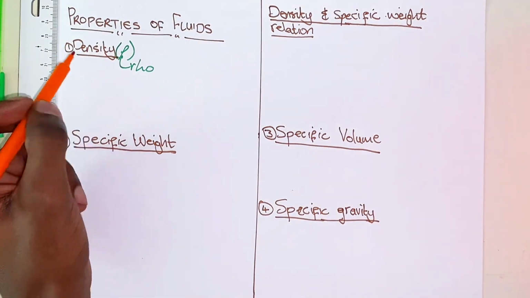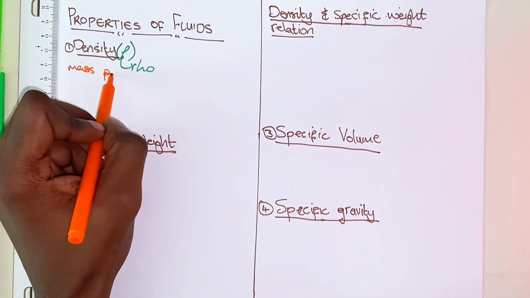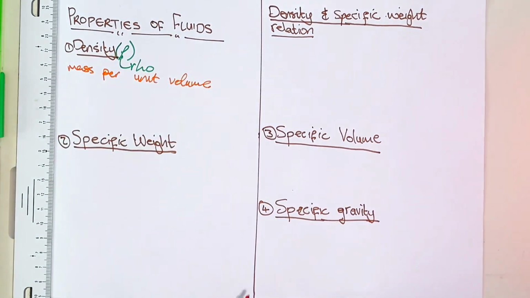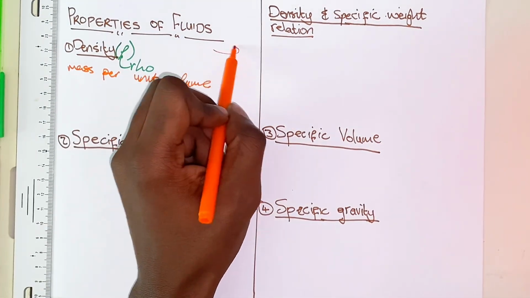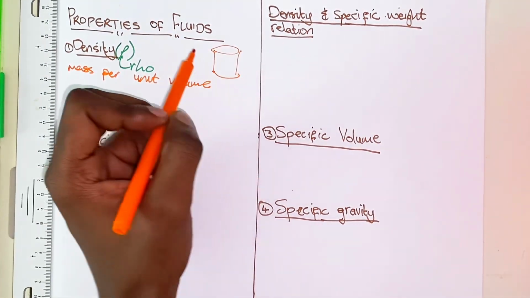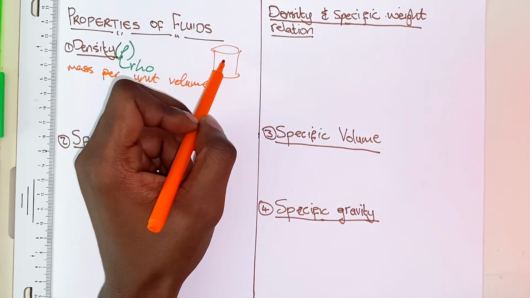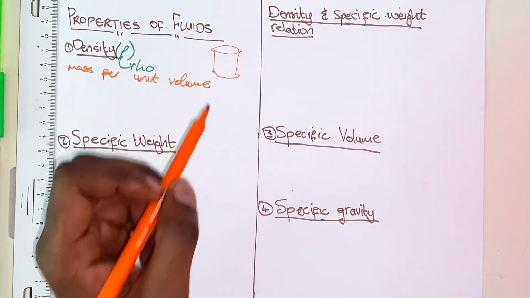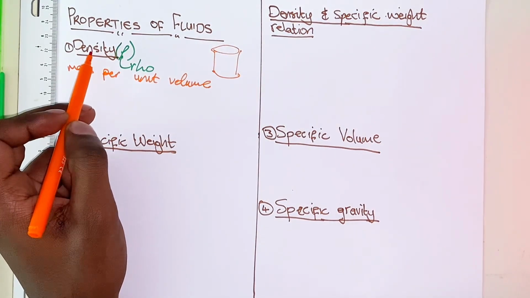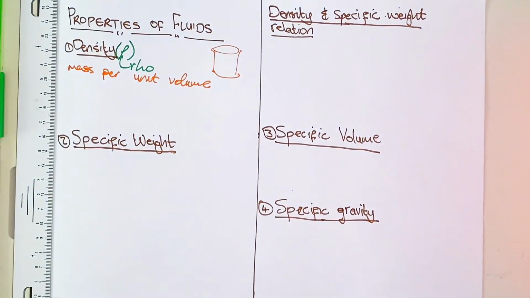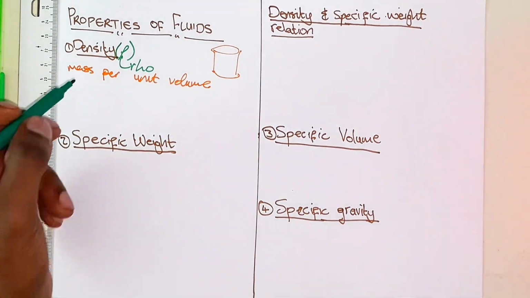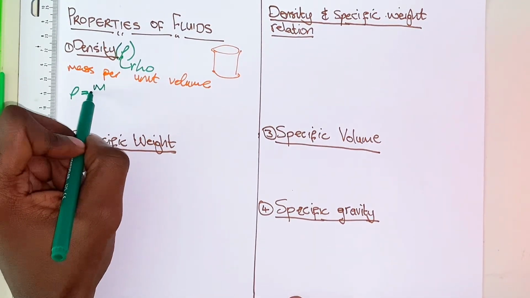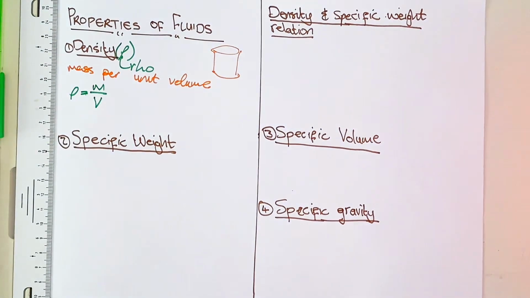Now, when we talk about density, we are talking about mass per unit volume. Now, if you have some volume, let's say you have a cylinder here and the contents have some mass. If you take the mass per unit volume of this cylinder, you will get what we call density. Now, this can also be written in mathematical terms. In mathematical terms, we say that density rho is equal to mass per unit volume.